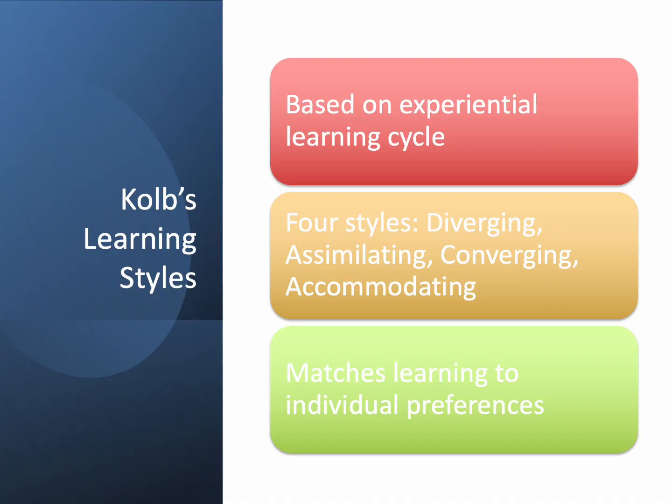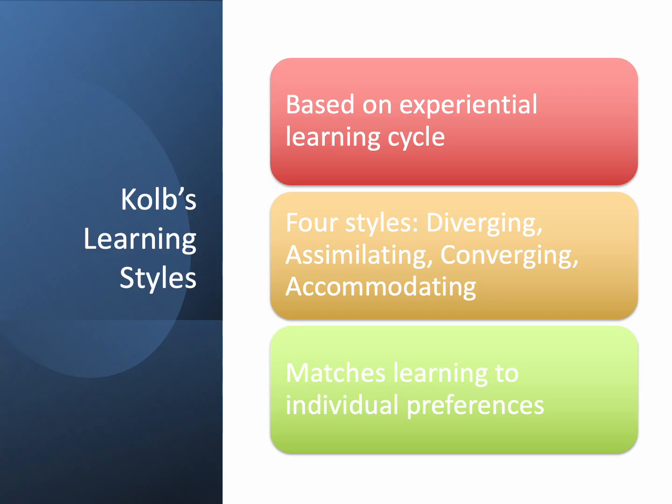It identifies four learning styles: diverging, imaginative, reflective; assimilating, analytical, conceptual; converging, practical, problem-solving; and accommodating, hands-on, adaptive. For example, a diverging learner excels in brainstorming sessions, while a converging learner thrives in technical problem-solving. Training programs should match these styles, using group discussions for diverging learners or practical exercises for converging learners. As we explore Kolb's model, reflect on your learning style and how it influences your training preferences.